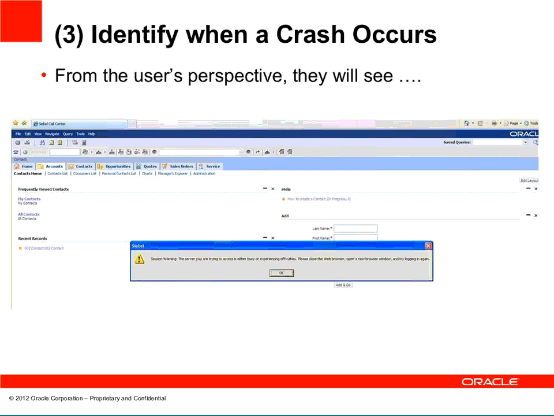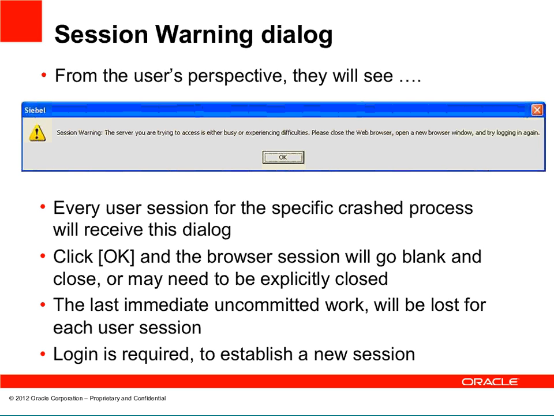Not always, but typically session warning errors are when the object manager has just aborted and the process is no longer there. So all of the user sessions attached to that specific process have disappeared, basically because the process is gone. Sometimes it can be down to a network problem or something else, but let's say 19 times out of 20 this error would be based around an object manager crash. So as I mentioned there, every user session on that specific object manager process will receive that dialogue irrespective of whether that given user was the user that caused the crash. So when the user clicks the OK button, the browser session will either go blank, completely white, or Internet Explorer will itself close. So the last uncommitted work being performed by the user will be lost for each session.